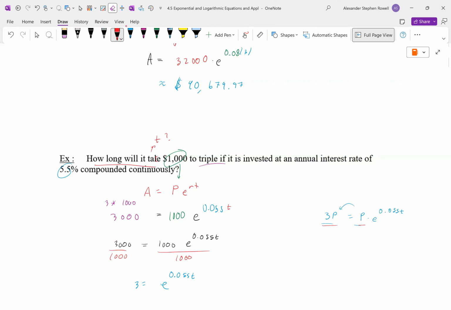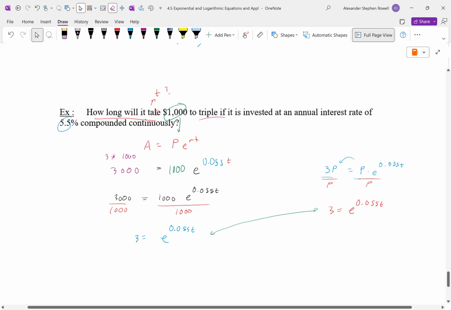So why are these problems the same? Because here I would just divide both sides by P, and I get 3 is equal to e to the 0.055 t. So this problem actually gave you more information than you needed. You don't need to know the actual principal. You can still solve it. You'll get the same equation. Think back to 40 minutes ago. How do we solve this type of equation?